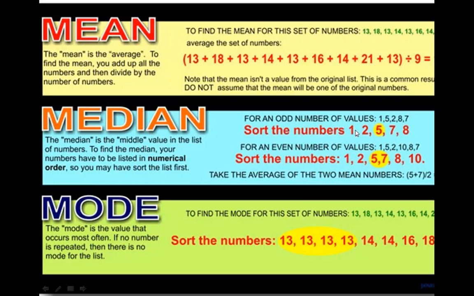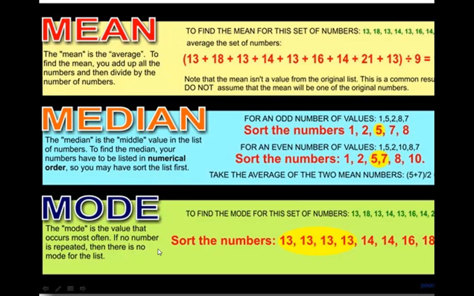For example, 1, 2, 5, 7, 8. 5 is the median. Second example, an even number of values. So 1, 2, 5, 7, 8, 10. We get two numbers, 5 and 7, in the middle. So the median will be the average of the two means, 5 plus 7 divided by 2.